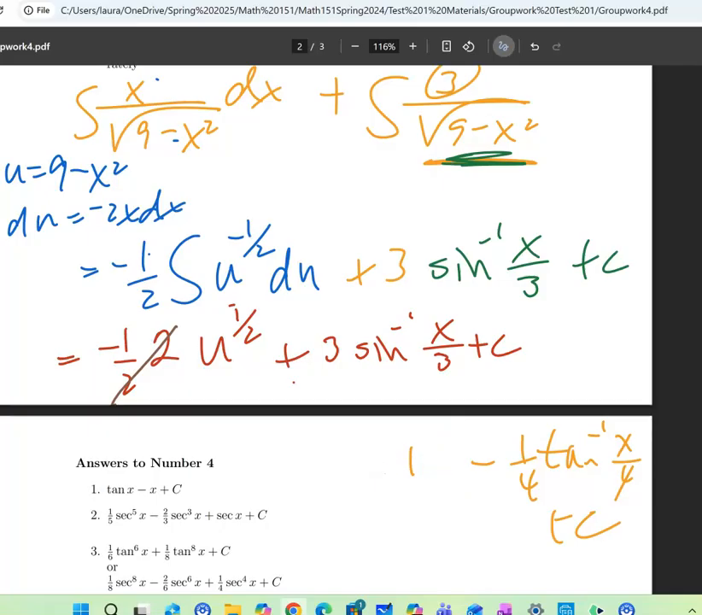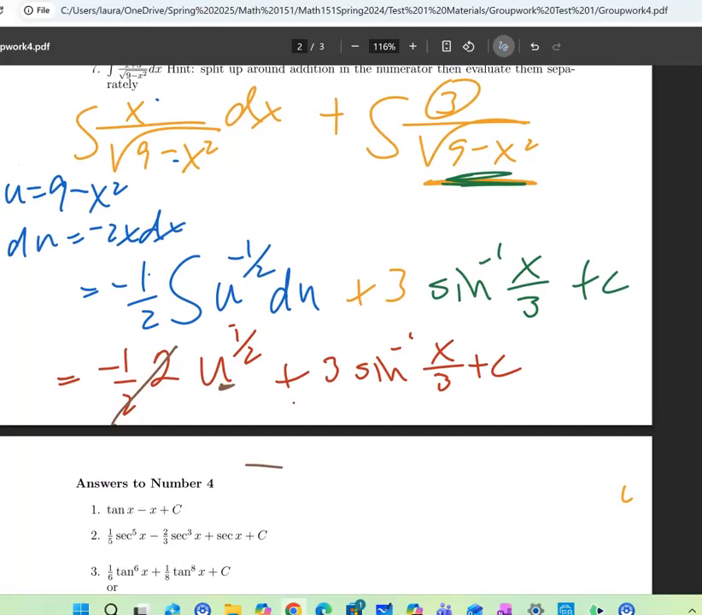And so then what I end up getting is just a negative root of the u, so negative root of the 9 minus x squared, and then plus the 3 inverse sine of x over 3 plus c.